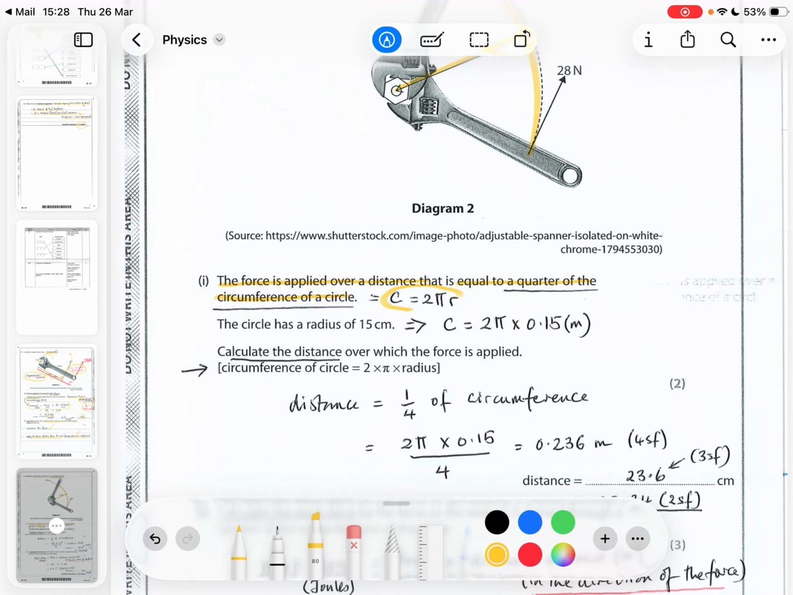The circumference of a circle is 2 pi r. And so you could work out what distance it's moved through. If it moved through the whole circumference, it would be 2 pi times 0.15. You need to put it into meters. Okay, so you want this in meters. So I've changed that there to put it in meters.